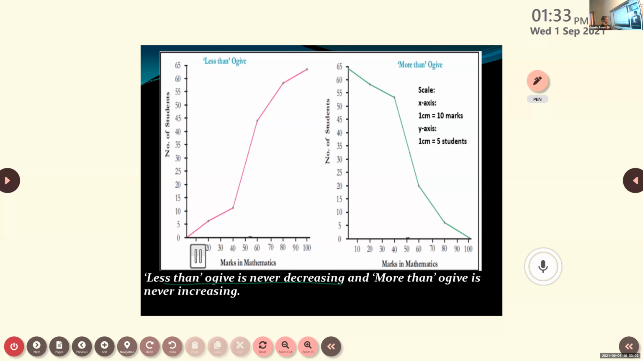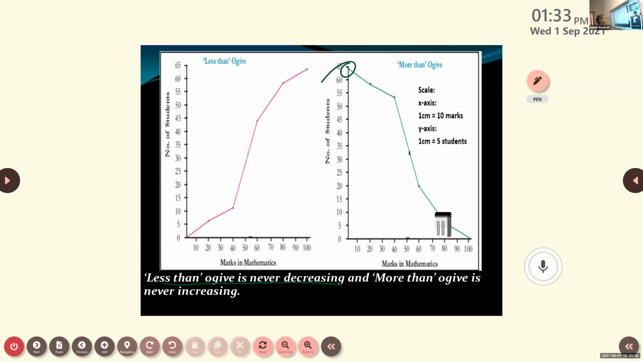Got it, everyone? Yes. The same way we plot the more than ogive. You know that more than 0, it is 64. So this is marked here. More than 0, it is 64. Then like that, subsequent points are marked here. You get another curve for the more than ogive. Till here, everybody understood?